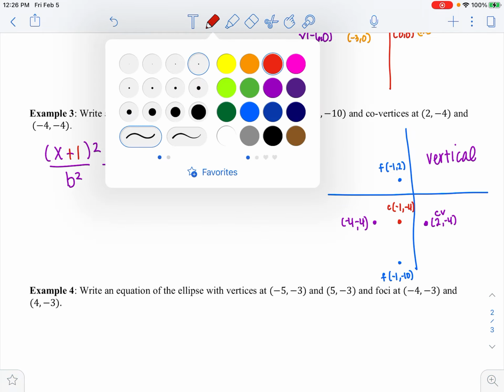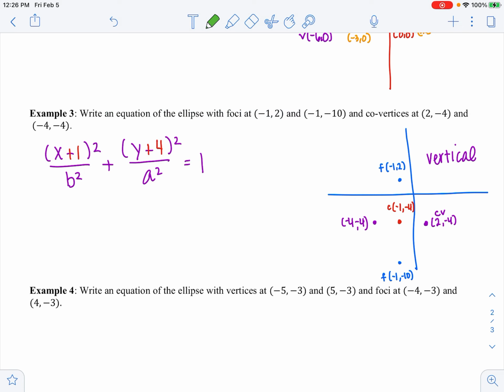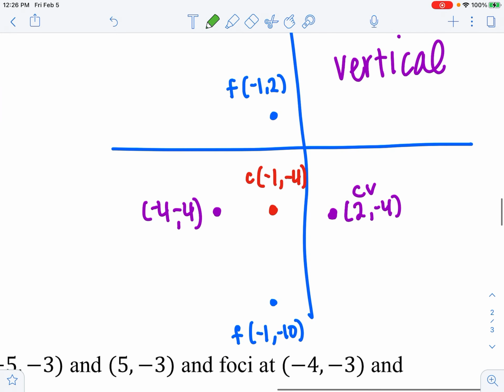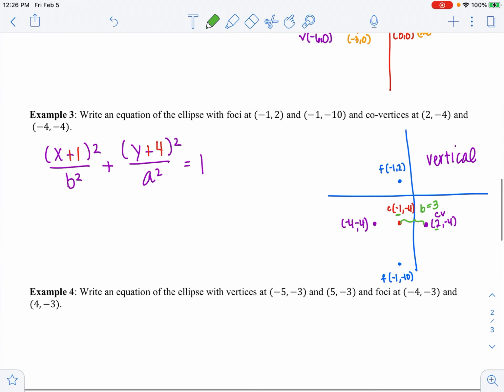All right, now I need A and B. So I'll start with looking for A. A is the distance from the center to a vertex. Don't have it. So I'm saying, okay, fine, can I find B? B is the distance from the center to a co-vertex. So I can find B. B is, go from -1 to 2, that's 3. B is 3, so B squared is 9. So I can fill in B squared, and I can put a 9 right here.